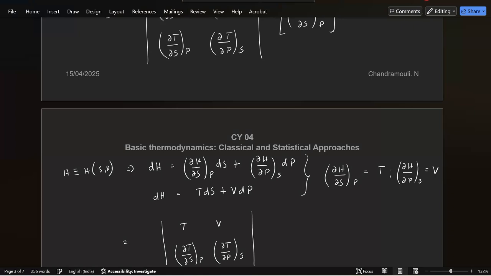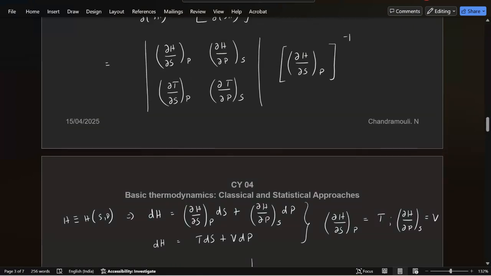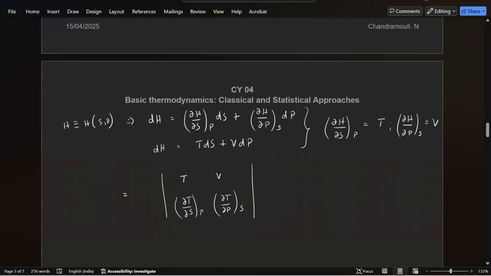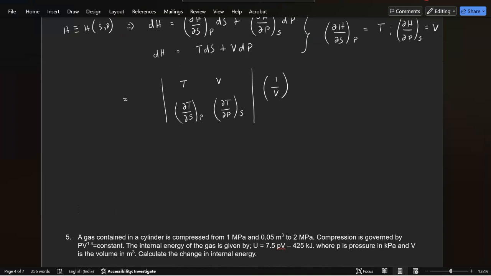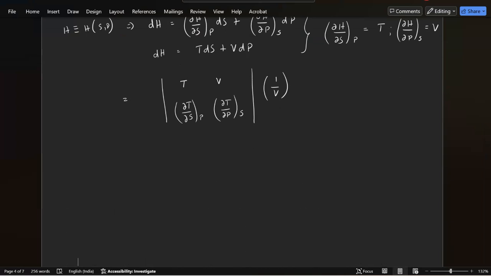And so here it is the inverse of del H by del S at constant P, right? So this is volume, and the inverse is 1 by V. So we will have 1 by V here, multiplication. Okay, so this is the first part. Now we need to figure out the other two things.